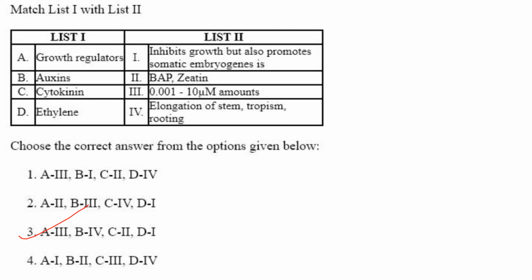Then match the following. Growth regulators, 0.001 to 10 micromolar amounts. Auxins. Auxins are elongation of stem, tropism, rooting. Cytokinins are BAP, benzyl aminopurine and zeatin. C2, ethylene, it inhibits the growth but also promotes somatic embryogenesis. So the answer here is option 3. A3, B4, C2, D1.